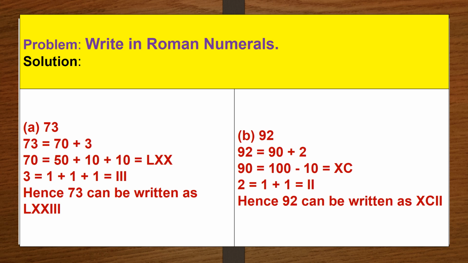Next part. 92. 92 can be written as 90 plus 2. Now, 90 can be written as 100 minus 10. The value of 100 is C and 10 is X. So, 90 becomes XC. When we subtract a number, then the smaller digit comes on the left side. So this number becomes XC. 2 can be written as 1 plus 1, II. Hence 92 can be written as XCII.